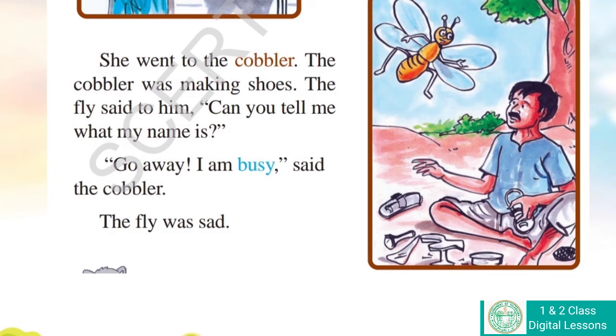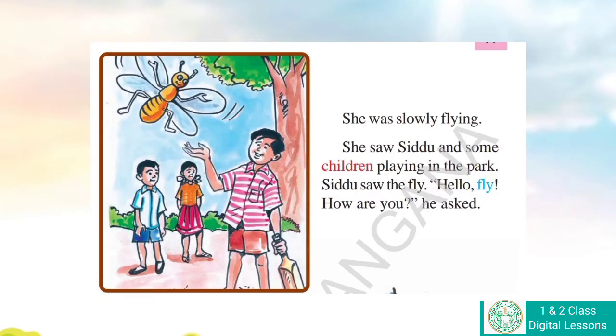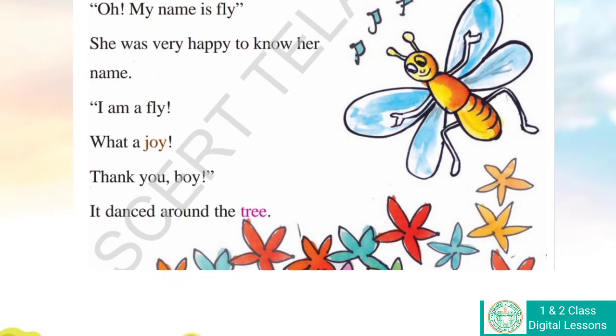The fly was sad. She was slowly flying. She saw Sidhu and some children playing in the park. Sidhu saw the fly. Hello, fly, how are you? He asked. Oh, my name is Fly. She was very happy to know her name. I am a fly. What a joy. Thank you, boy. It danced around the tree.